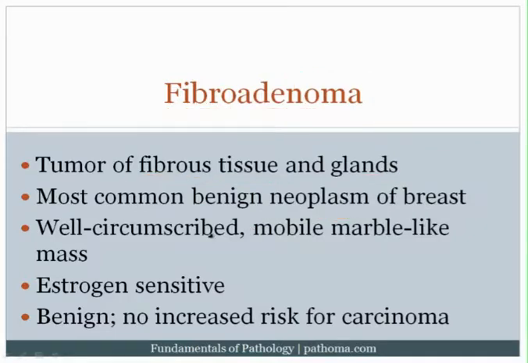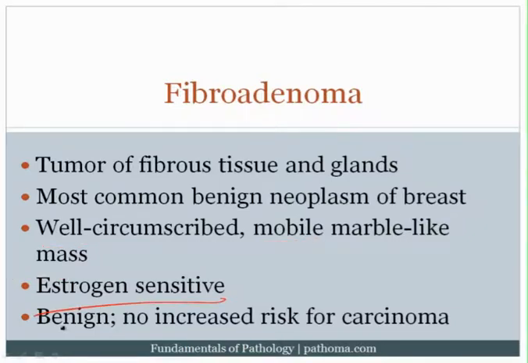Now this grows as a well-circumscribed, mobile, marble-like mass. These are the classic descriptions of a benign tumor from our neoplasia chapter. Remember I told you that when you have a benign tumor, it tends to be very distinct from the rest of the tissue, i.e. well-circumscribed. It tends to be mobile, indicating that it hasn't invaded into, for example, the chest wall or the rest of the breast tissue. And it's marble-like, and that's again indicating that it's clearly distinct from the rest of the breast. And so these are some classic clinical features of a fibroadenoma.